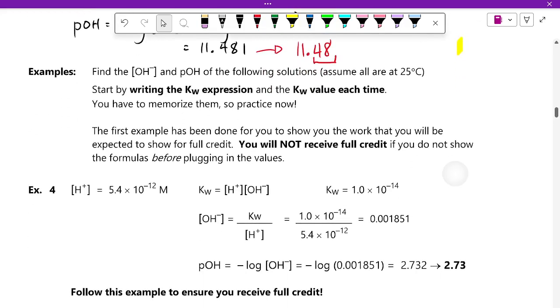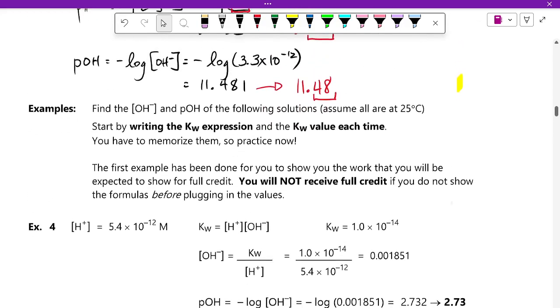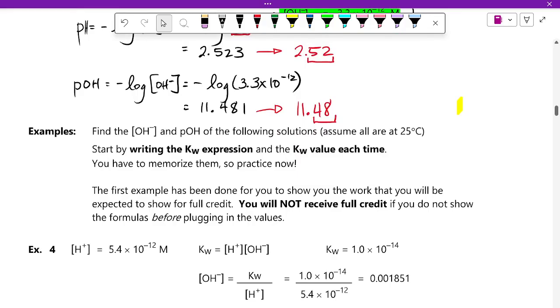Why did I give you all the work here? Oh, because I wanted to show you what you should show for your work. This is the work you should show.